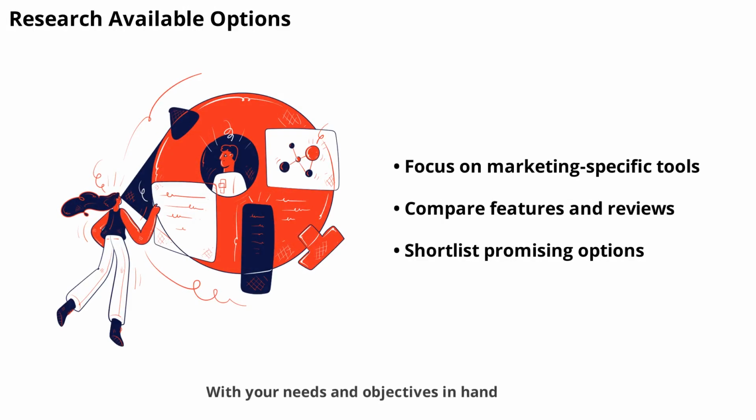With your needs and objectives in hand, start researching available inventory management software options. Look for solutions that are specifically designed for marketing teams or that offer features relevant to your use case. Read reviews, compare features, and check out demo videos. Make a short list of software that seems to fit your requirements. Don't forget to consider both cloud-based and on-premise solutions, depending on your team's preferences.